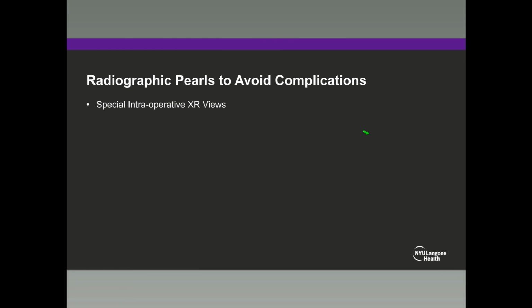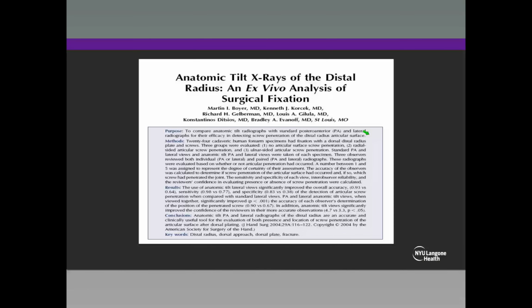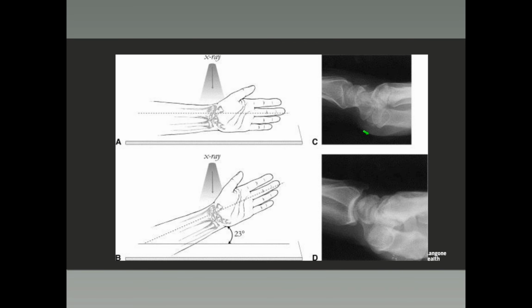Now, Omri touched on this a little bit about some radiographic x-rays and special intraoperative x-rays that you can take to really look and make sure that you don't have any screw penetration. Omri is talking a little bit more about radiographic parameters for closed reduction, but those same views can be used. Something called the anatomic tilt view, which is a PA tilt view and a lateral tilt view, has been shown to have great intra-observer reliability with sensitivity and specificity for being able to detect aberrant hardware placement, particularly screw placement. So over here, this will be a lateral tilt view.